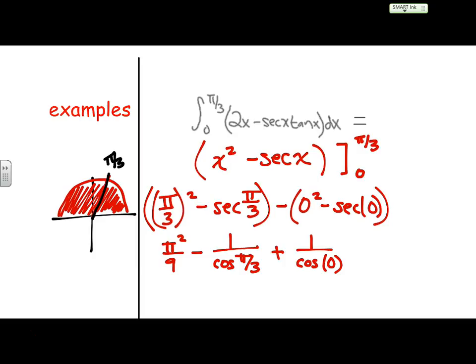Cosine is the x, so the x is going to be over a little. 1/2. Reciprocal. 2. We get pi squared over 9 minus 2 plus, what's cosine of 0? 1. So therefore, final answer is pi squared over 9 minus 1.